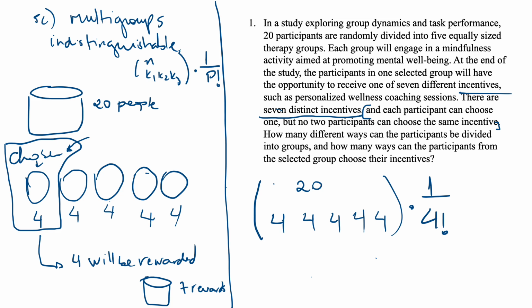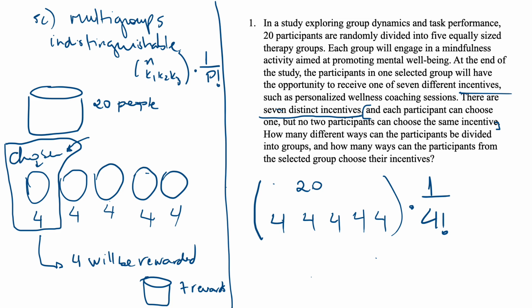At the end of the study, so they meditated, and the ones that went to the chosen group will receive an award or a reward. There are 7 different types of rewards. The rewards are personalized coaching sessions, and so on. There are 7 different types of things. And they say like this: these people from this group. So I forget about the other test. Now I'm in the world of the first group.